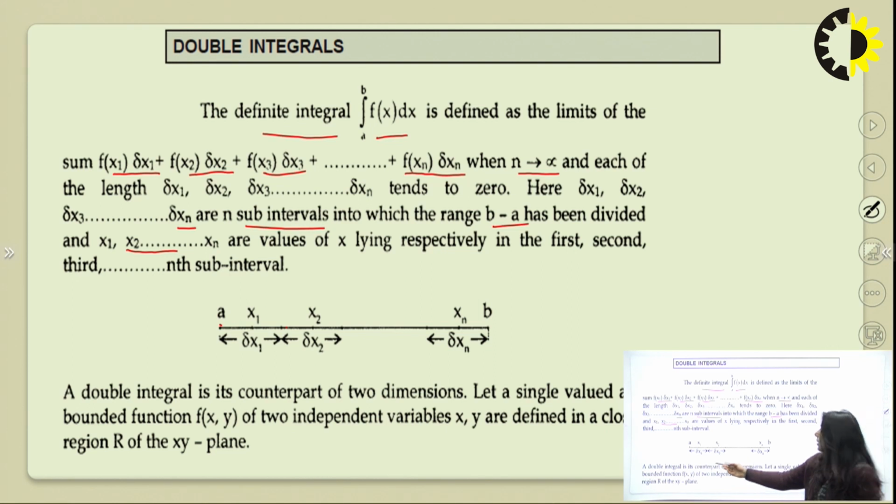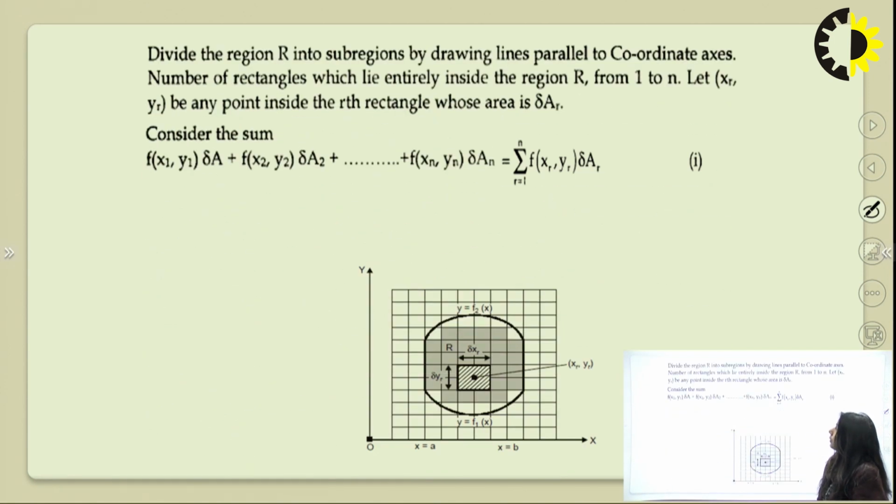A double integral is its counterpart in two dimensions. Let f(x, y) be a single valued and bounded function of two independent variables x and y, defined in a region of the xy plane. Now, we have the region R, and firstly we will divide this region into sub-regions by drawing lines parallel to the y-axis and parallel to the x-axis. Now consider the number of rectangles which lie entirely inside the region R.